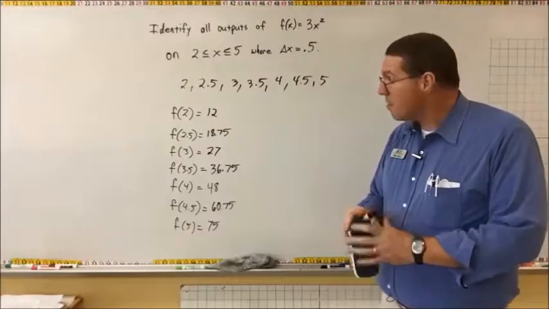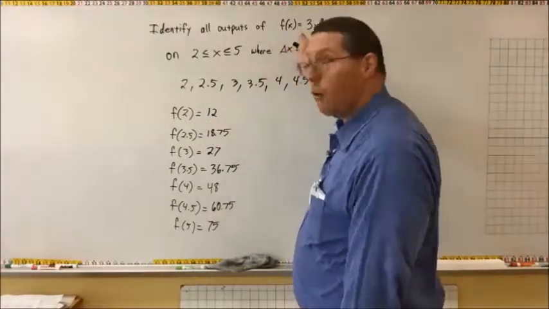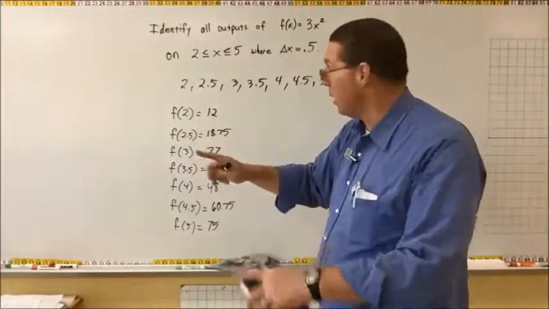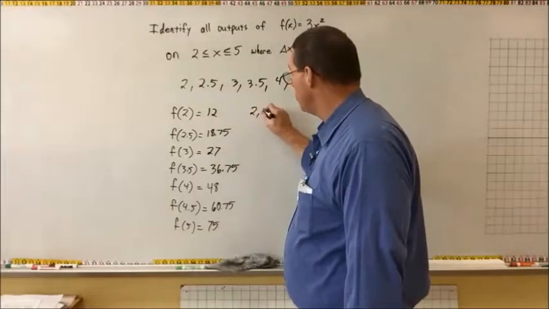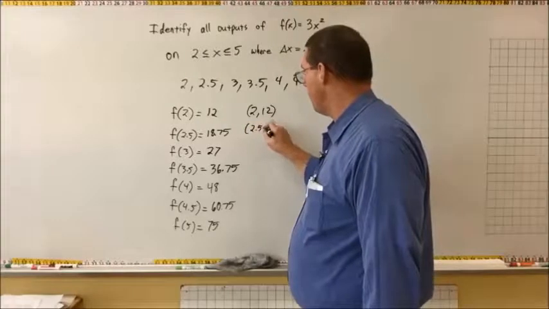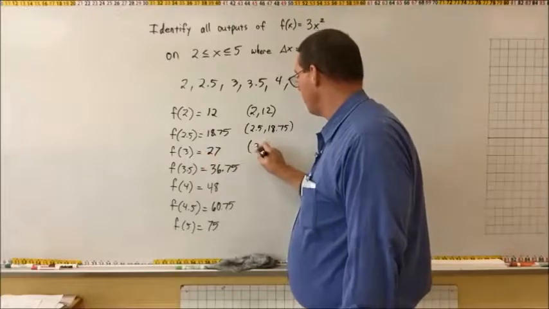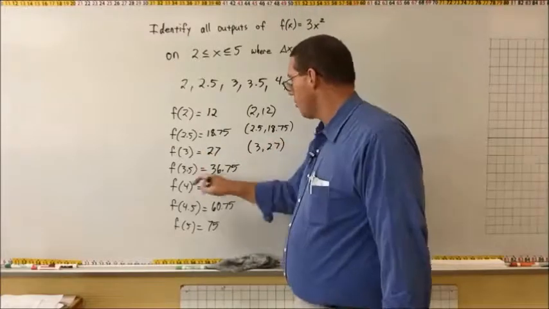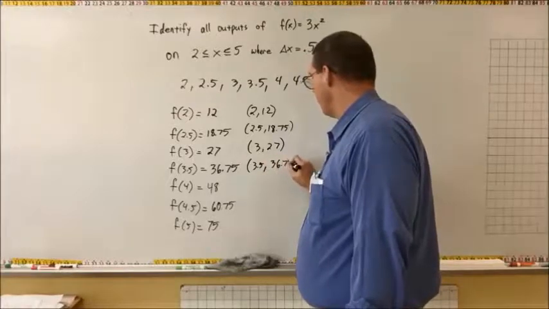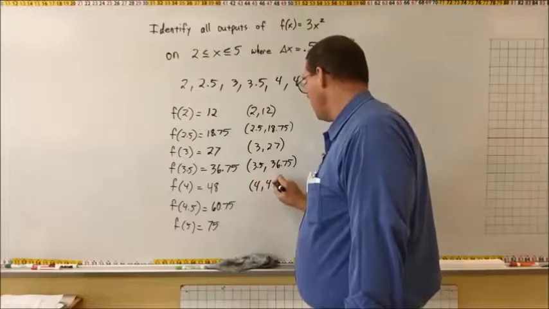And so what this means is, with these inputs and outputs, the graph of 3x squared passes through the point (2, 12) on the coordinate plane. It also passes through the point (2.5, 18.75), the point (3, 27), the point (3.5, 36.75), and the point (4, 48).